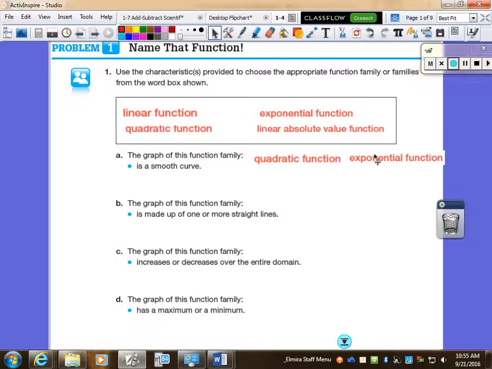Okay, so the graph of this linear function family made of one or more straight lines. It could be a linear function, or it could be linear absolute value.